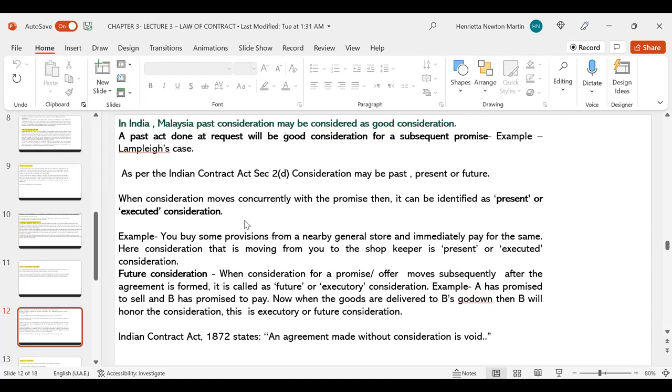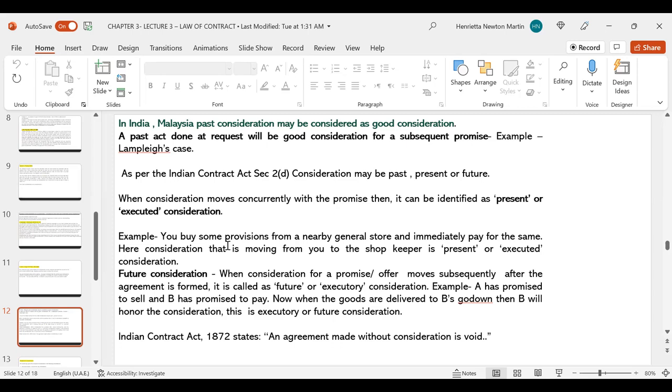Now, what is future consideration? When consideration for a promise or offer moves subsequently after the agreement is formed, it is called future or executory consideration. Example, A has promised to sell and B has promised to pay. When the goods are delivered to B's godown, then B will honor the consideration. That is something that is to happen in the future. So when I receive the goods, then I will pay you. So this is future or executory consideration.